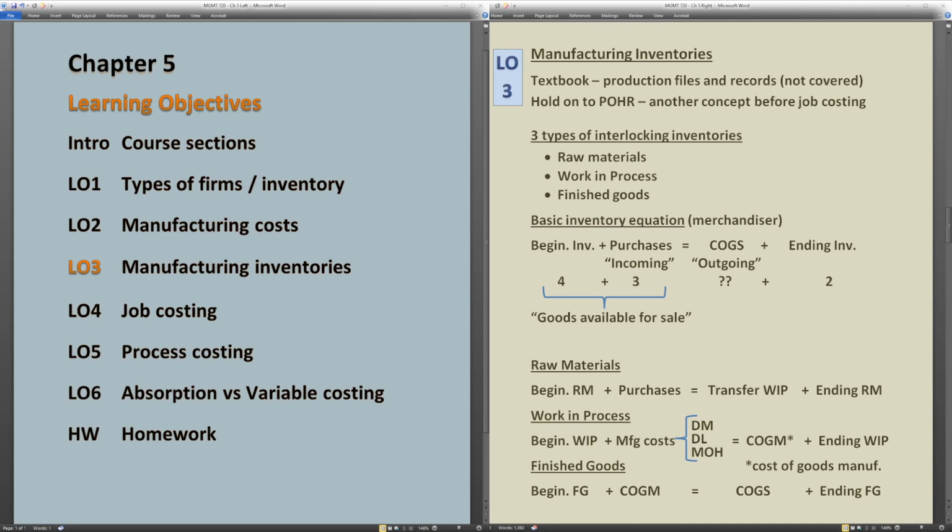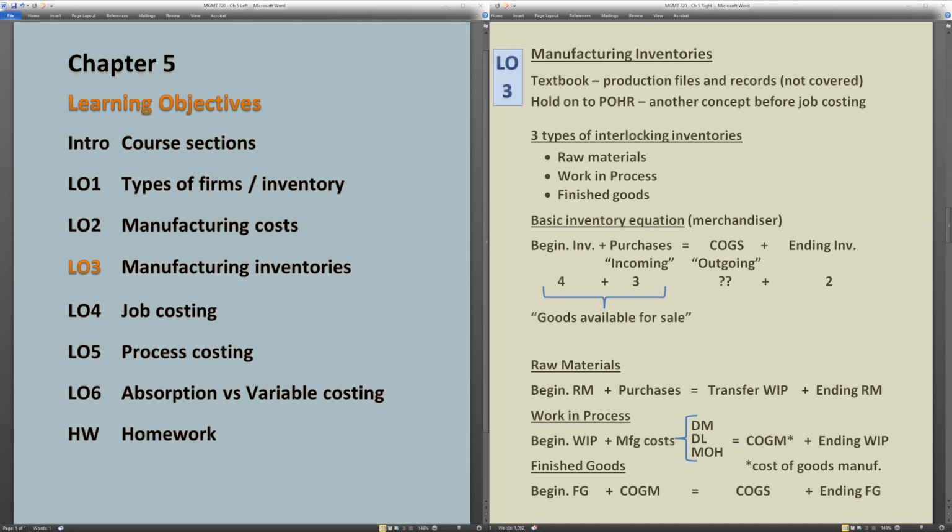So I want to introduce to you, and you've probably seen it before, but this is a very core concept in a lot of cost accounting and other parts of accounting. And that's the basic inventory equation. And you may have seen that when you studied financial accounting, when you looked at retail. And it goes like this: beginning inventory plus purchases equals COGS plus ending inventory.